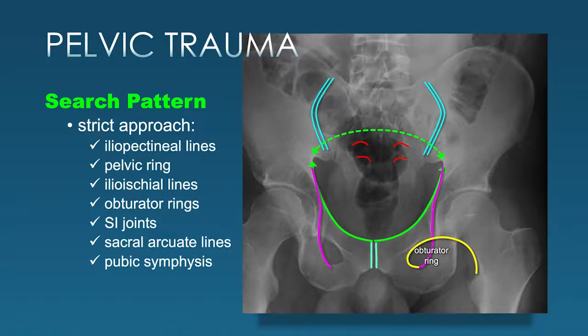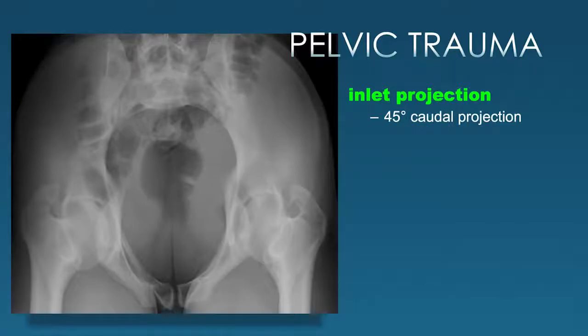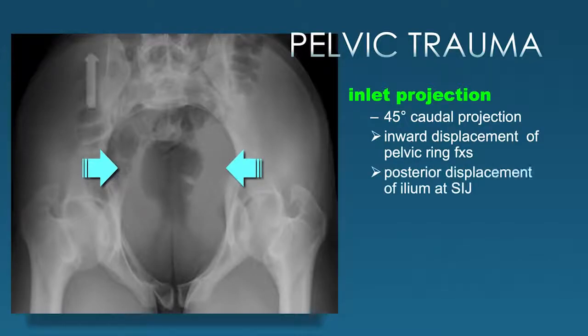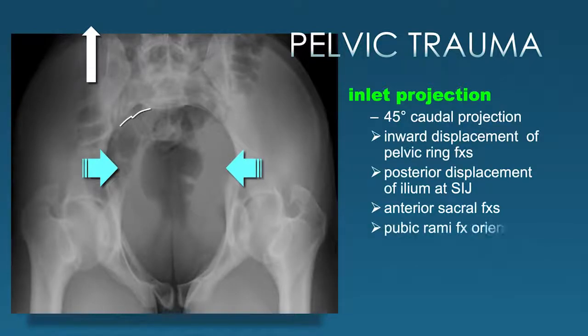The inlet projection is done around a 45-degree caudal projection, and you can see inward or medial displacement of pelvic ring fractures. You can see if there's any posterior displacement of the iliac bone relative to the sacrum at the SI joint, and we can see if there are crush fractures and buckling of that anterior sacral wall on a view with greater advantage like this. We can also see the orientation of the pubic rami fractures to suggest whether these are anterior or lateral compression type injuries in some cases.